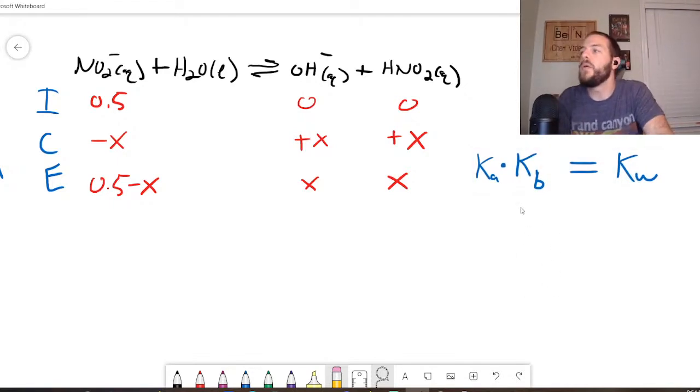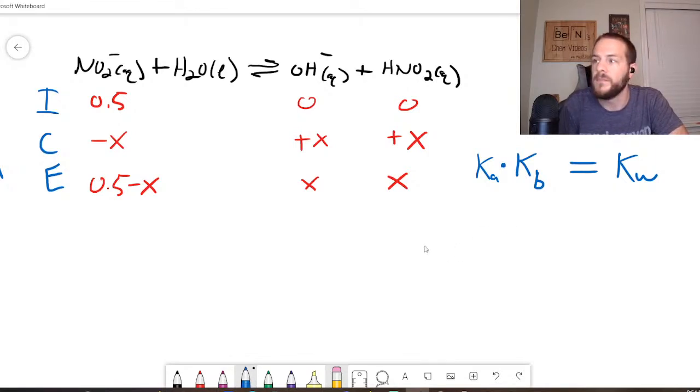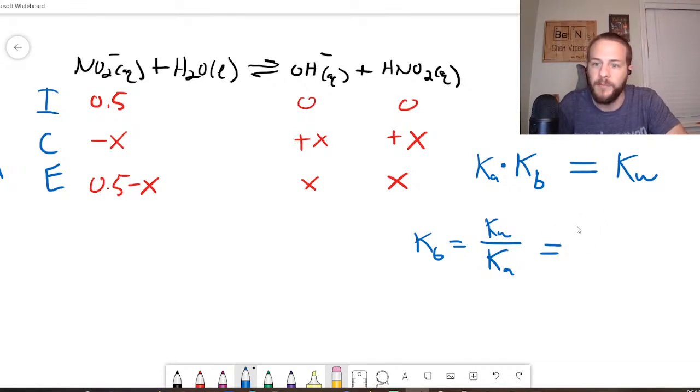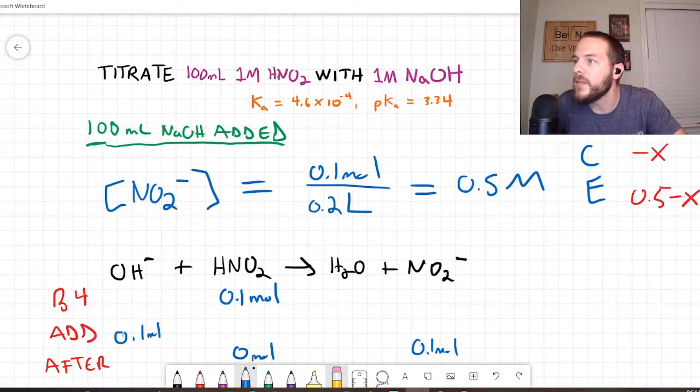Okay. So again, the goal here is we're trying to get Kb for NO2 minus. And what I'm trying to grasp at here is that we can get Kb for the base as long as we know Ka for the acid. We can calculate it using this relationship, where Ka times Kb is equal to Kw, right? So Kb is simply Kw divided by Ka, and those are both known quantities. Kw at 25 degrees C is 1.0 times 10 to the minus 14. And Ka was given by the problem, 4.6 times 10 to the minus 4.